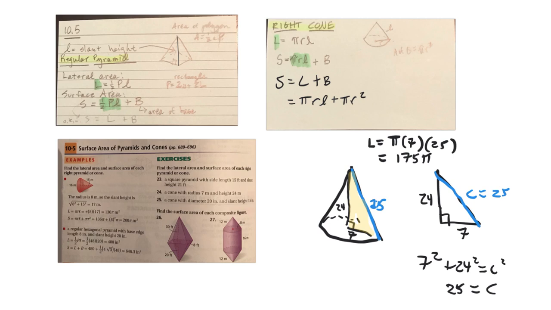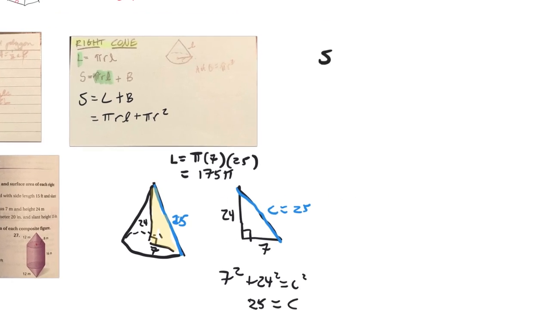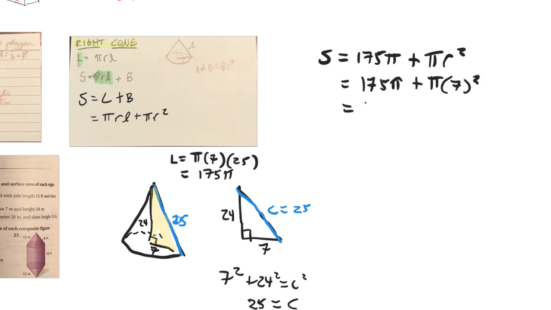So the surface area of this cone is therefore going to be 175 pi plus the area of the base. Now, the base right here, the circle, we haven't found the area for it yet, but we can remember, well, that's just pi r squared, right? That's the area of any circle. So it's going to be 175 pi plus pi times, and in this case, it's 7 squared. So therefore, we're looking at 175 pi plus 49 pi.